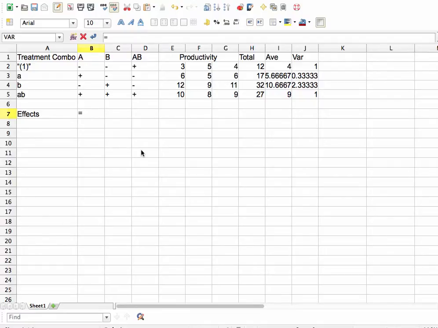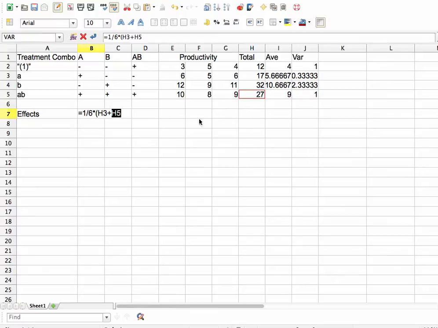In this case, we have three replicates, so the effect of A is going to be 1 divided by 6, which is 2 times 3. If we had two replicates, it would be 1 divided by 4, which is 2 times 2. But in this case, again, we have three replicates, so it's going to be 1 divided by 6 times the sum of A, which in this case is 17, plus the sum of AB.